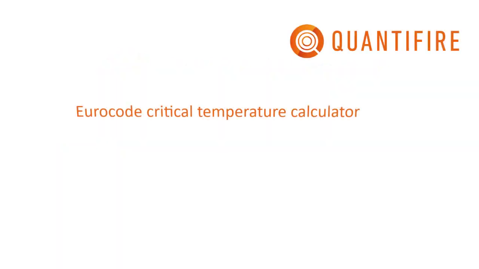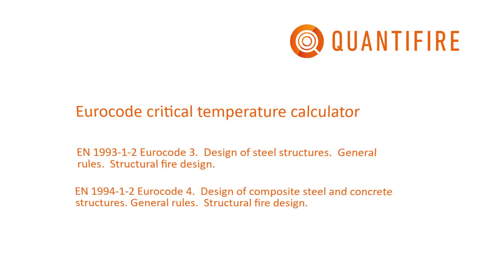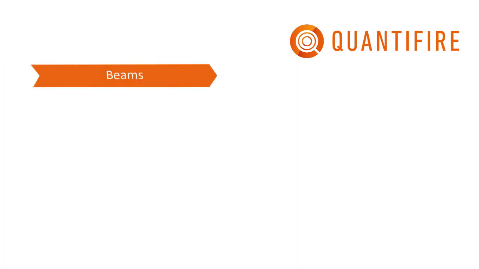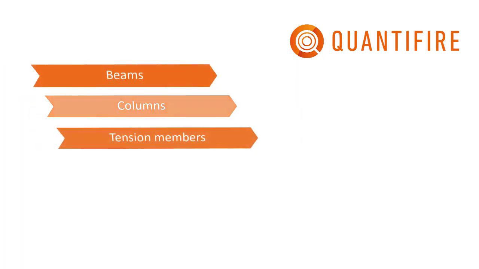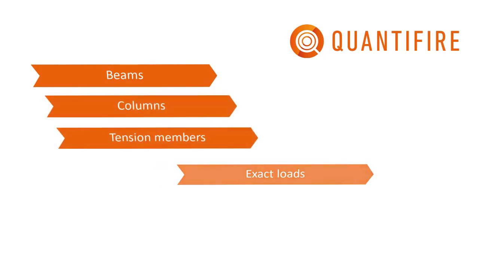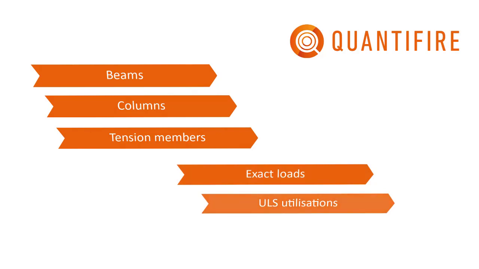In this video you will learn how to use the Eurocode calculator to determine critical temperatures relative to specified loading criteria. This will include beams, columns, and tension members. You will also learn how to enter exact loads, ultimate limit state utilization and utilization at the accidental limit state of fire.